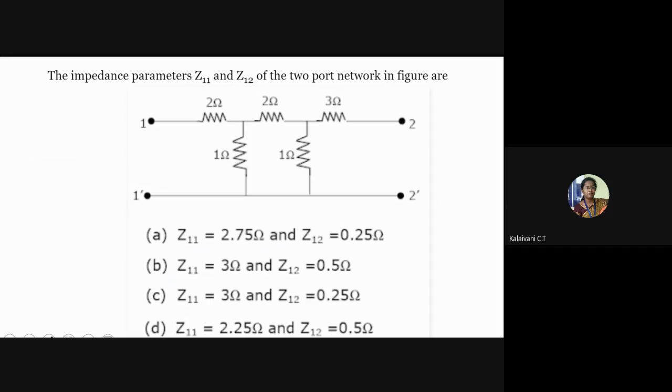So the next question, the impedance parameters Z11 and Z12 of a two-port network. We have to find the impedance parameters Z11 and Z12 of this two-port network. They are given 4 options. So how to solve this network? For this two-port network, we have to solve this pi first. So first we'll convert the pi to y.